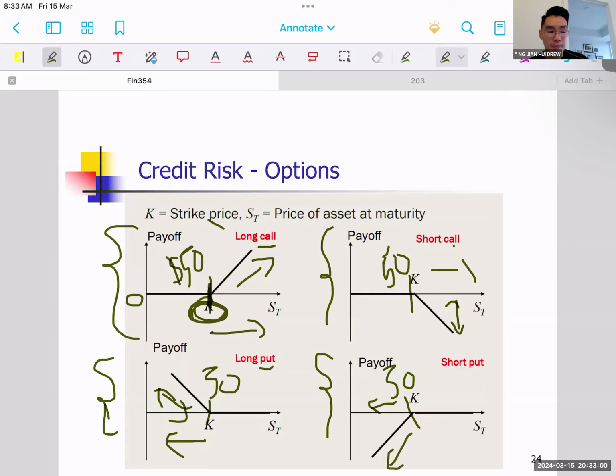Okay, I'll pause here. Any questions regarding the basics of options, because we need to really understand this before we can move on to more interesting ways of understanding options? Any comments, any questions regarding options? No? Okay, no comments? Okay.